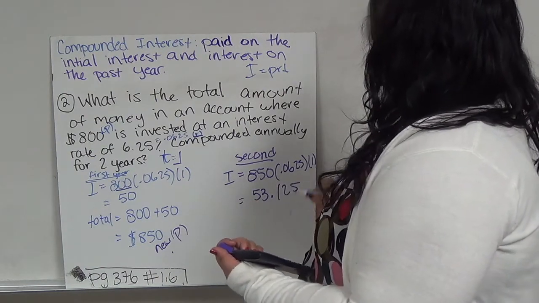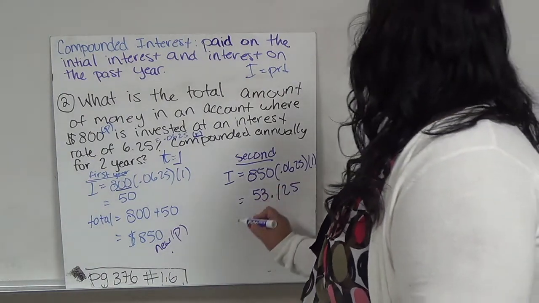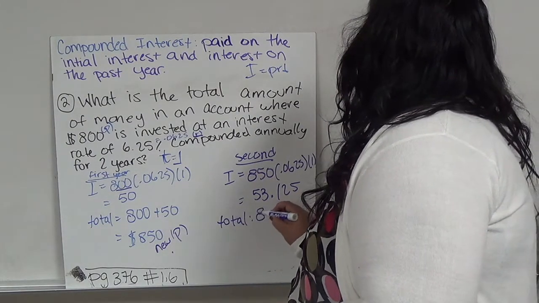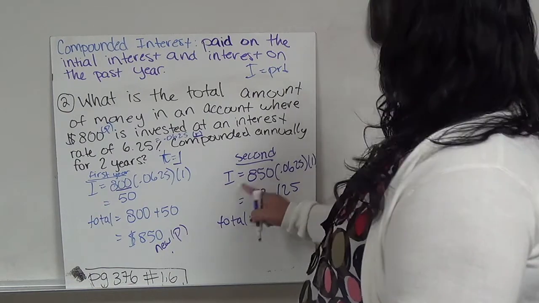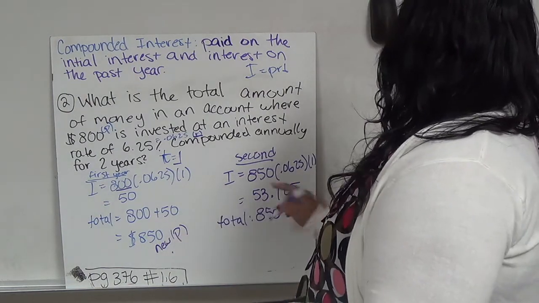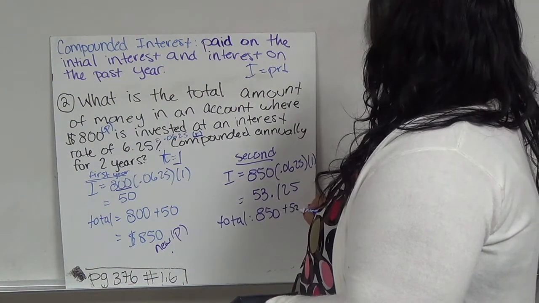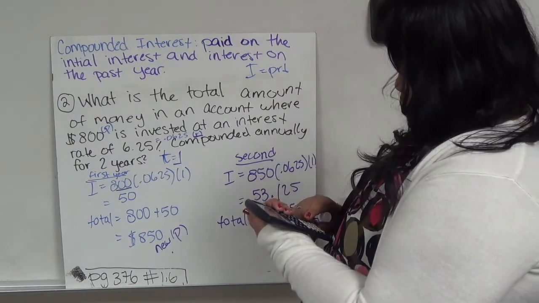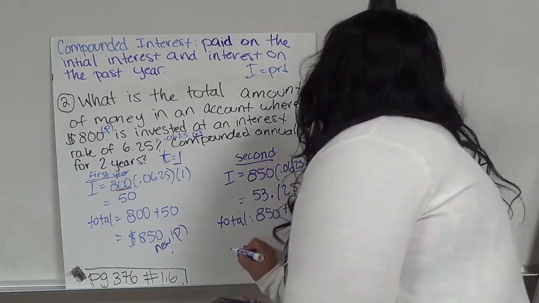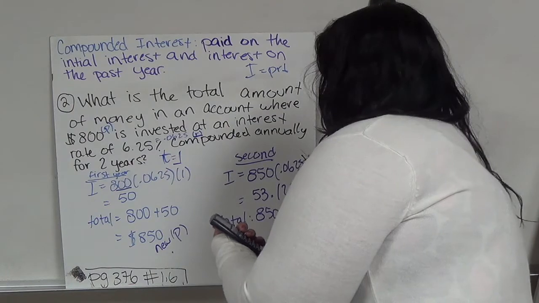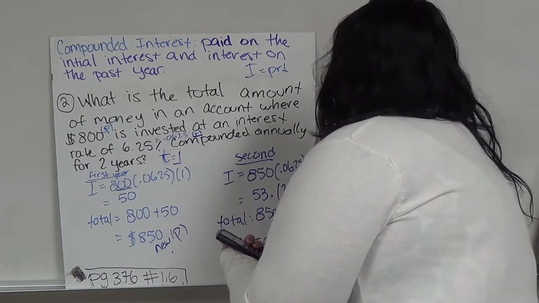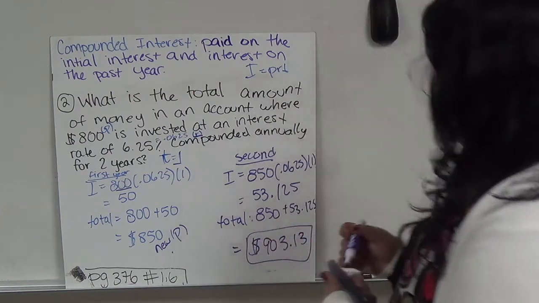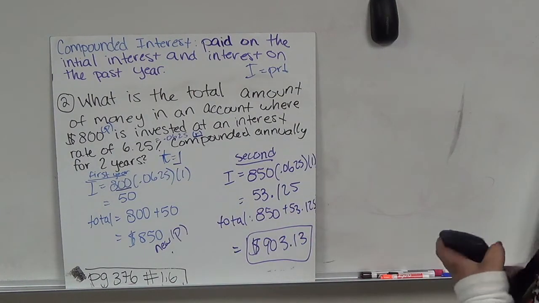53.125. Okay, so this is my new interest, so that means my total for 2 years would be 850, my new P because that's how much I put in, plus 53.125, which would give me a total of $903.13, because I'm going to round. Okay, $903.13.